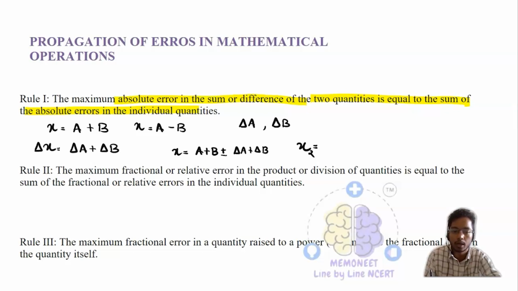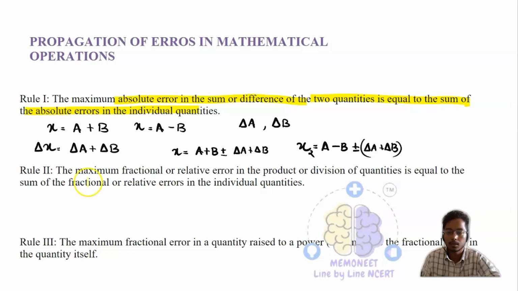Let's say it is x2. x2 is equal to a minus b, plus or minus del a plus del b. So this is how we will represent our errors. And the rule: the maximum fractional or relative error in the product or division of quantities is equal to the sum of the fractional or relative errors in the individual quantities.